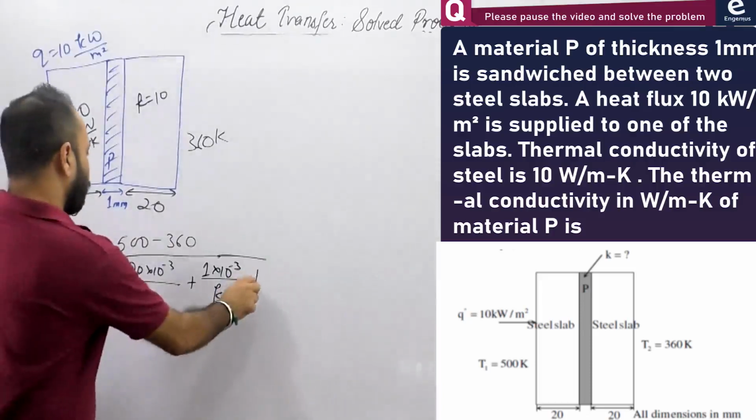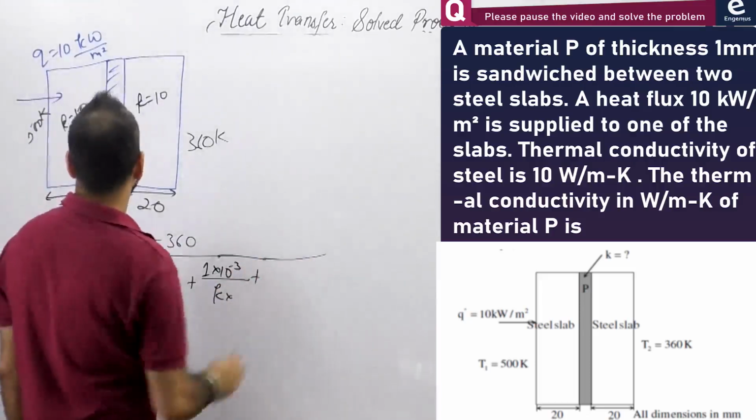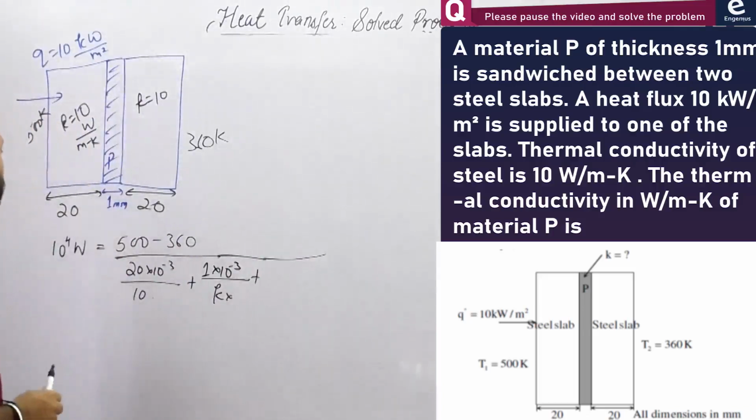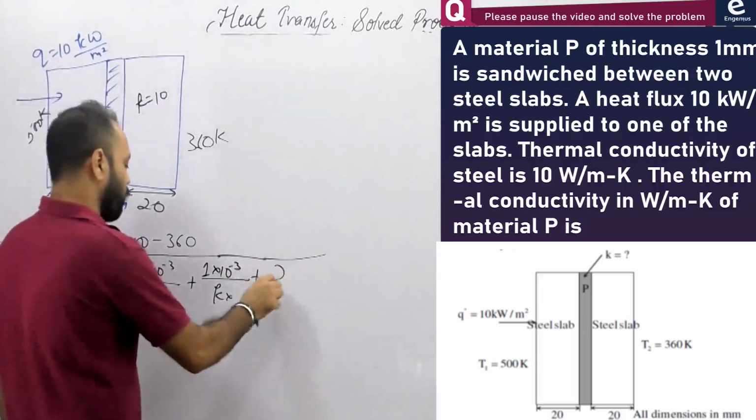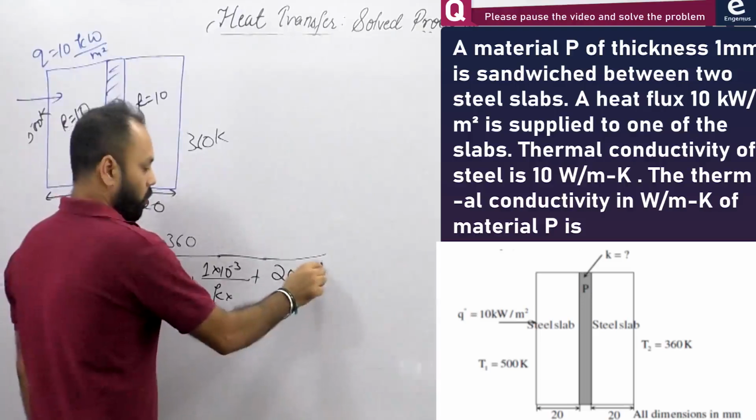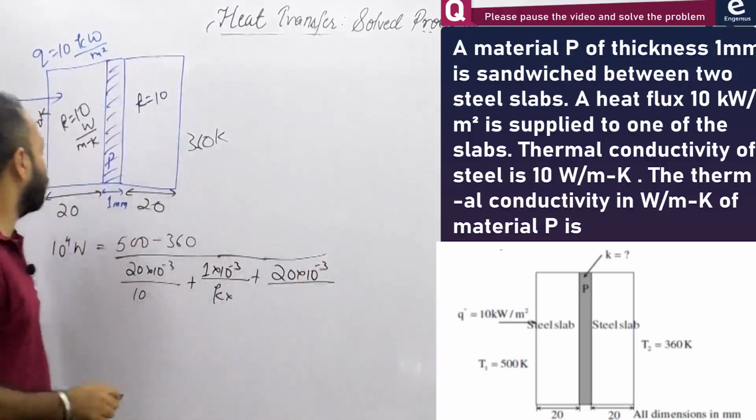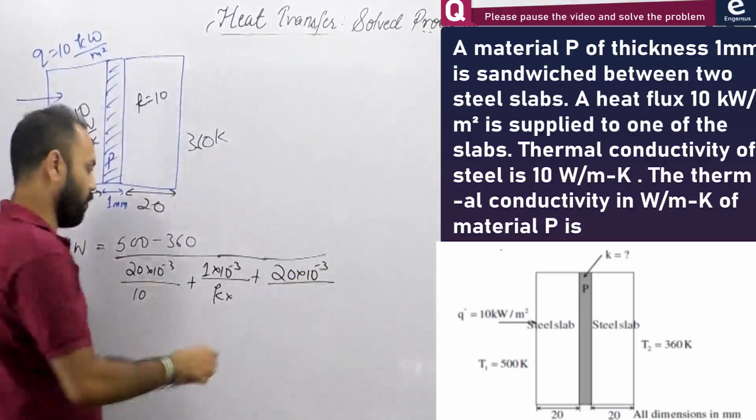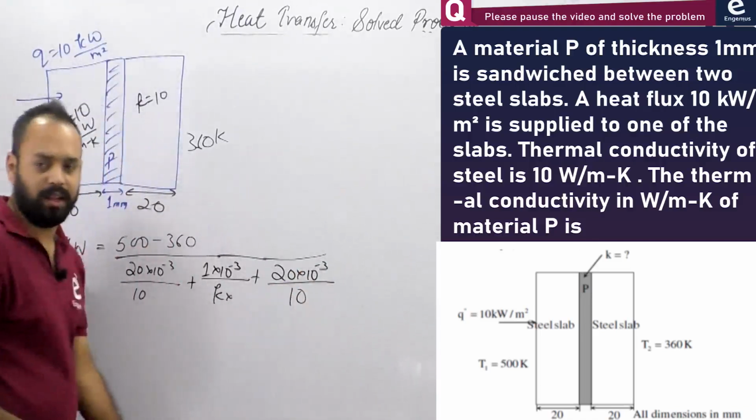Right, the third one will be 1 into 10 to the power minus 3. This one is 20 again. So 20 into 10 to the power minus 3, and again divided by 10, L by K. ठीक है, एरिया लिखने की जरूरत नहीं क्योंकि फ्लक्स है, रेट नहीं है.